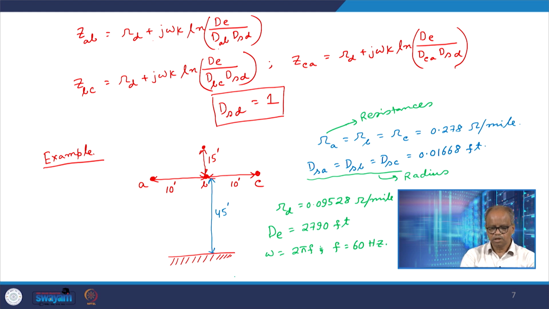So this is one line, and now we would like to find out what would be the impedance matrix of this line. So we will solve this example in the next lecture. Thank you.